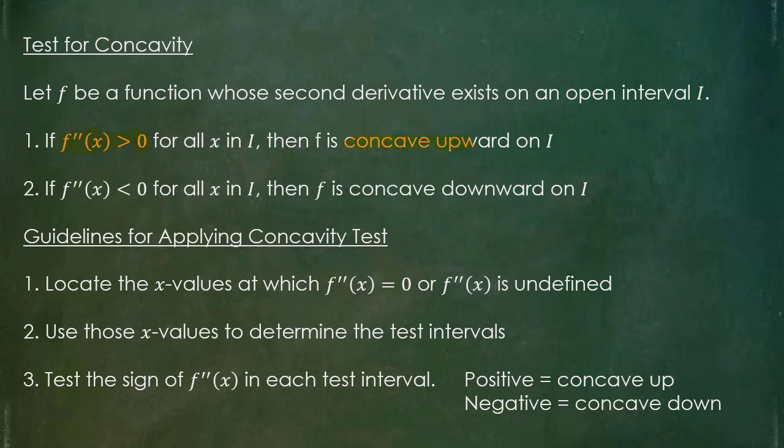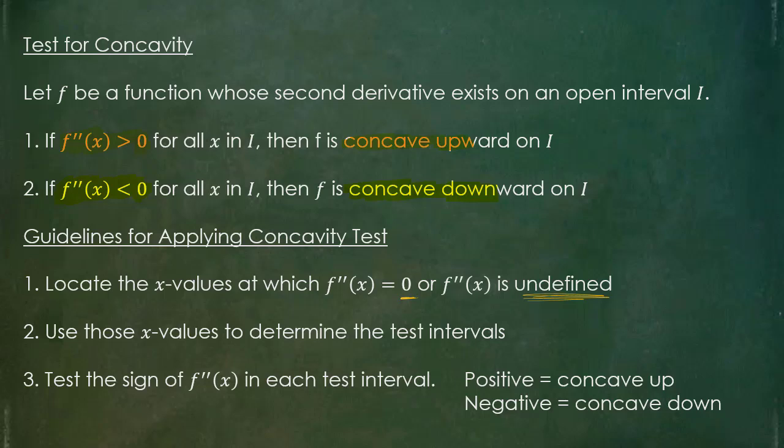If we end up having our second derivative come back negative or less than 0, so this is now when f double prime of x is less than 0, then at that point we would say it's concave down. So as far as our guidelines for applying this concavity test, essentially what we need to do is just locate those values where the switches would happen. So that would be essentially when our second derivative is equal to 0 or it's equal to undefined. That's where it could potentially switch signs from positive to negative or vice versa.